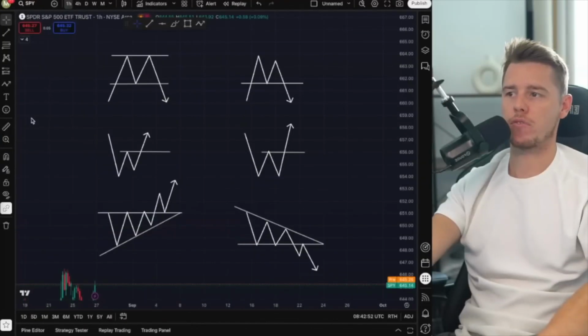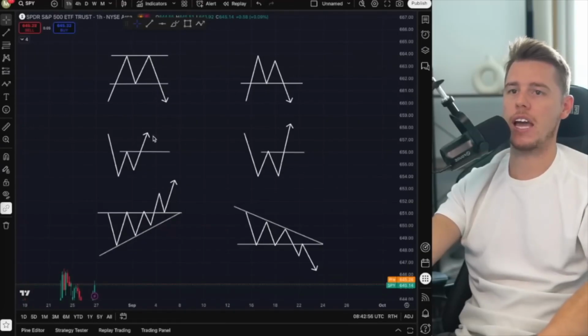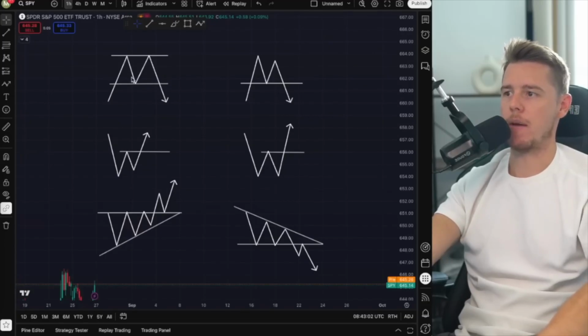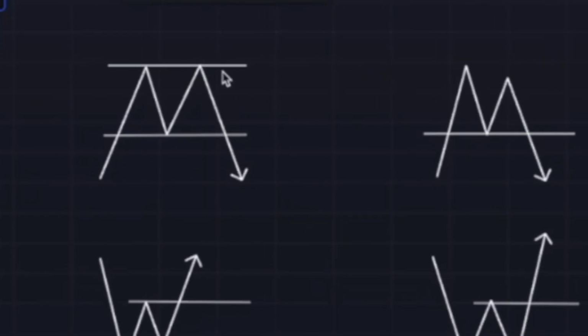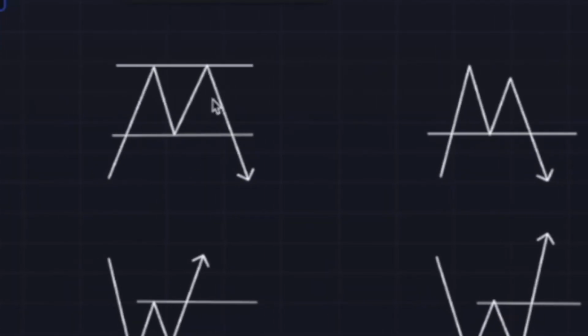Let's start with the classic one. We have the W pattern, the double bottom, and we also have the M pattern, the double top. The double top works like this: price rallies up, pulls back a bit, makes another push to the upside but fails to break the high. Often it's even a retest of the previous high exactly to the dollar, and we get a rejection there.